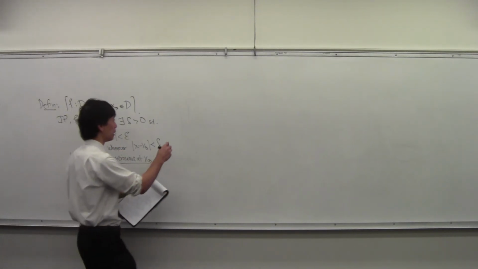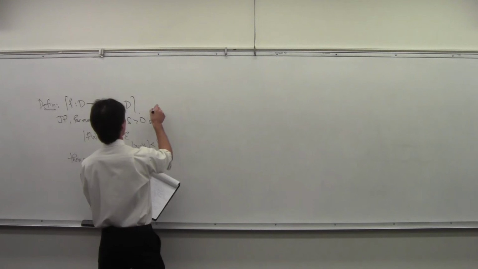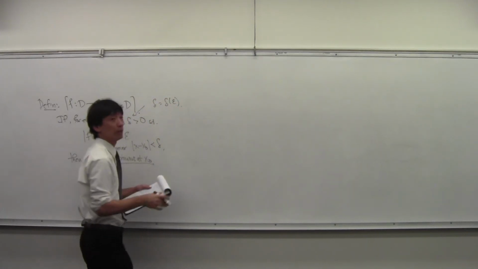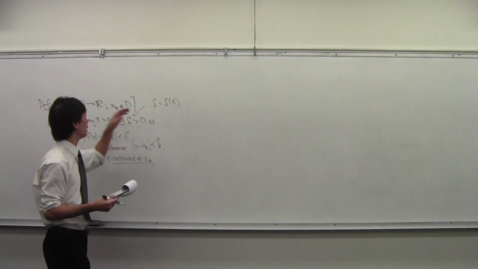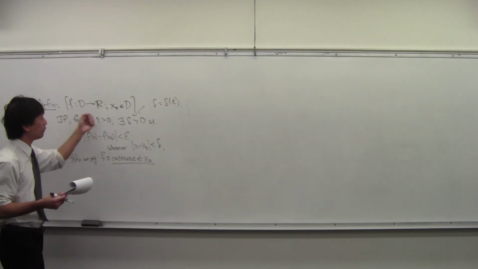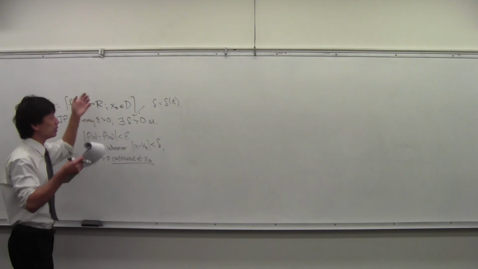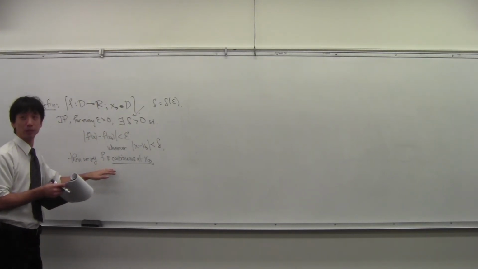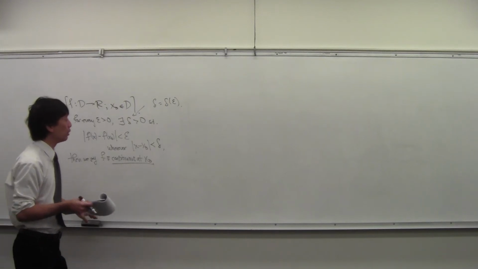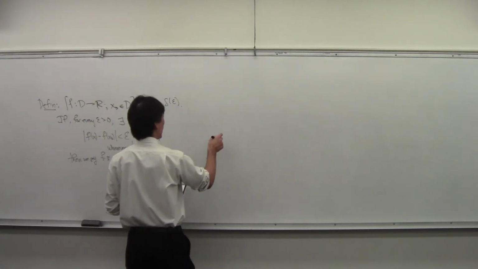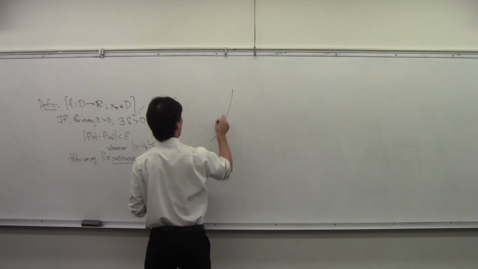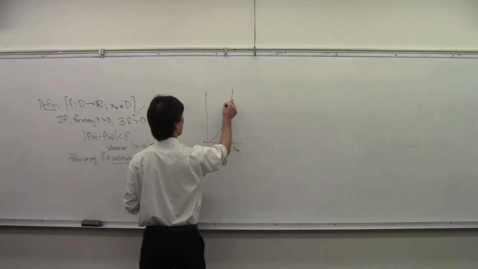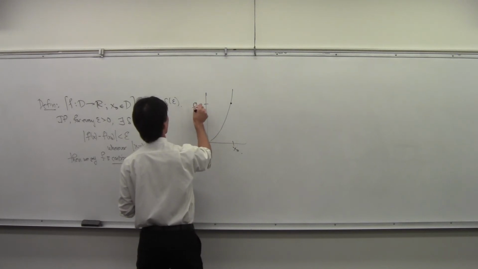This delta depends on your epsilon. The delta is dependent on your epsilon. If whenever you're given an epsilon, there's a delta that makes things work, we say the function is continuous. So I have some function, I have some x naught, I have some f of x naught.